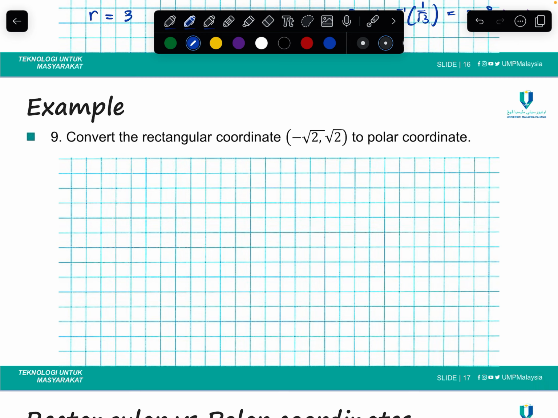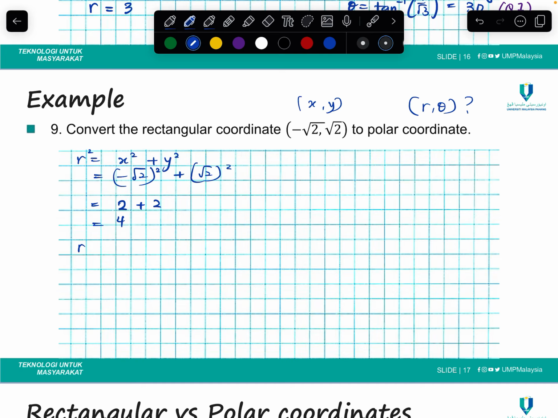Example 9. Convert the rectangular coordinates, which are in (x, y) form, to polar. You have to find (r, theta). To find r, use the formula r squared equal to x squared plus y squared. x is negative square root of 2, squared, plus square root of 2, squared. This will give you 2 plus 2 equal to 4. r is the square root of 4, so r is 2.